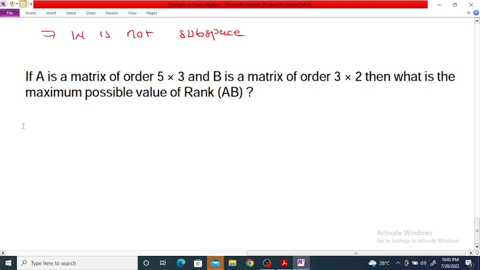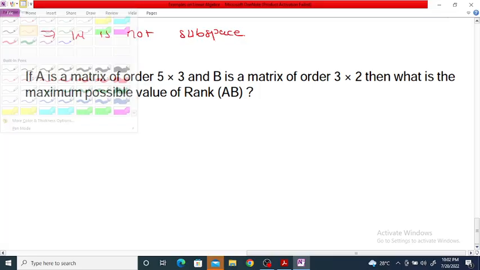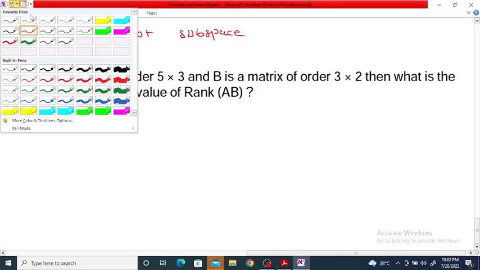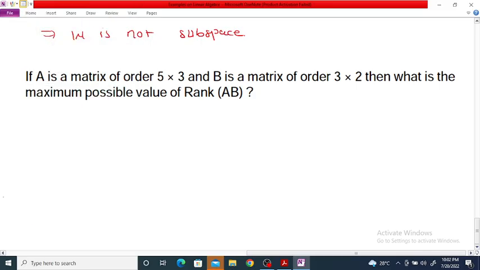If A is a matrix of order 5 by 3 and B is a matrix of order 3 by 2, then what is the maximum possible value of rank of AB? So we want to determine the maximum possible value of rank of AB. Here the order of matrix A is 5 by 3 and the order of matrix B is 3 by 2. So the order of the matrix AB is 5 by 2.